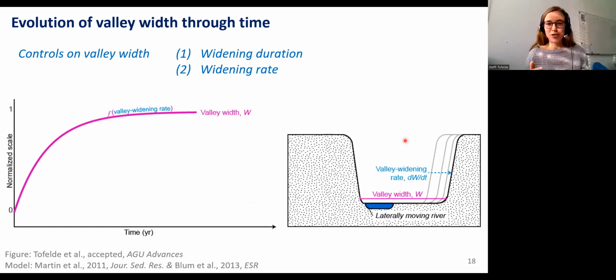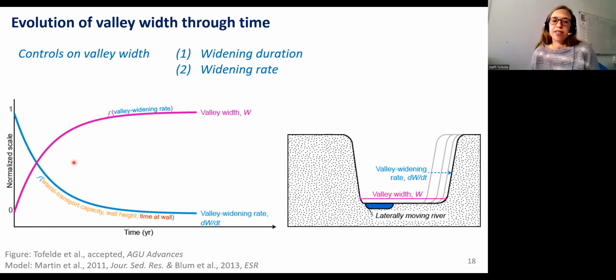So I will now try to bring these different ideas a little bit together to come up with a very simple model of valley width evolution. As we've just seen in the previous slide from the experiments, if a valley is in a phase of widening, the evolution of the width through time can be roughly described by such an asymptotic curve. And the reason why this curve is asymptotic is because the actual valley widening rate decreases through time. It decreases with increasing valley width.